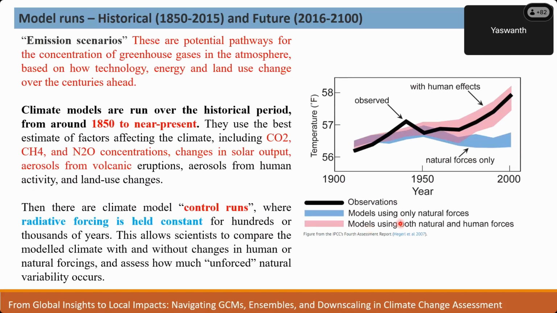So for example, if you see the rise in the temperature over the past 50 years, the black line shows the observed, and with the natural forces, that is only due to the volcanic eruptions and sunspot changes, the temperature is in the blue shade. But if you see with the human contributions, the models that have taken greenhouse gases also into account have followed a pattern similar to the observations. So indicating that there is an anthropogenic influence on the Earth's climate system, and thus the temperatures are on the rise.